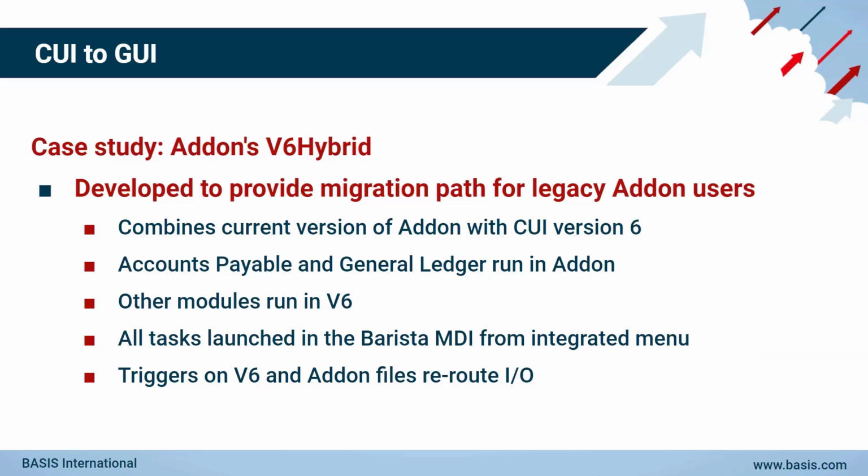One of the hallmarks of Addon has been and continues to be the ability to customize it. So there really is no one-size-fits-all conversion for moving from version 6 to the current version. The hybrid combines the current version of Addon with version 6. The accounts payable and general ledger modules run in the current version, and the other modules, inventory, sales orders, purchase orders, modules that are often customized, run in version 6.